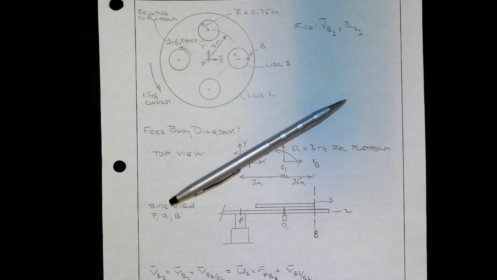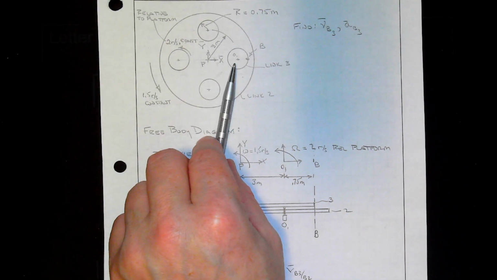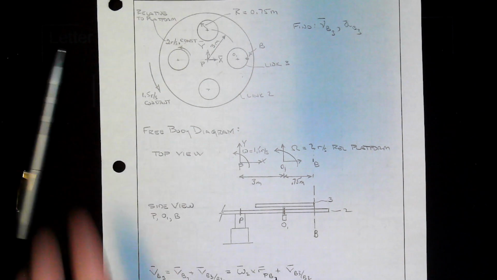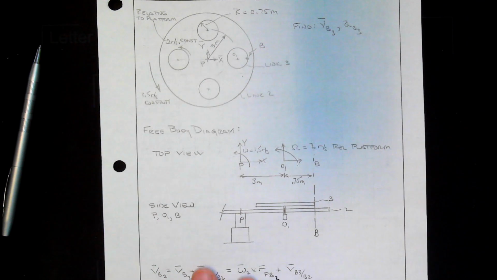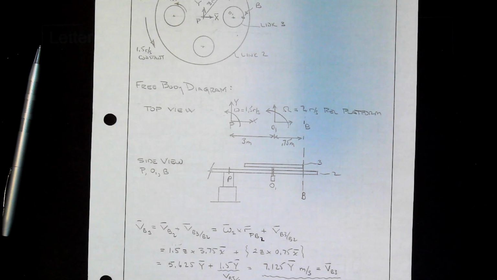So there's omega cross r for link 2. And then here's B3 relative to 2. It's the 2 radian per second relative to the platform cross r, 0.75x. And we can see that right here. Here's the 0.75x. Oops, got to move this up. Let's just say that one more time.